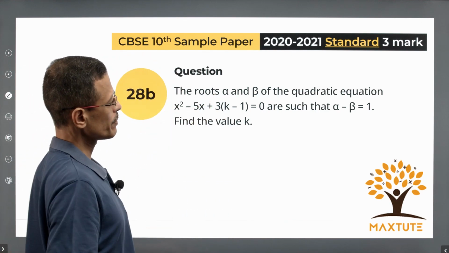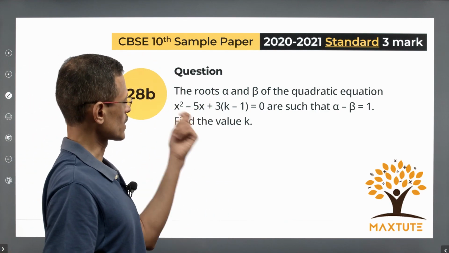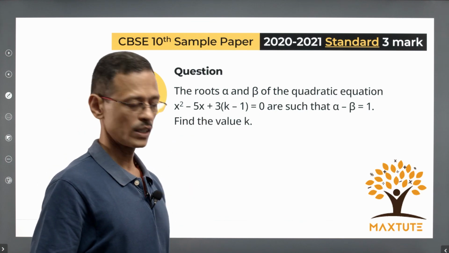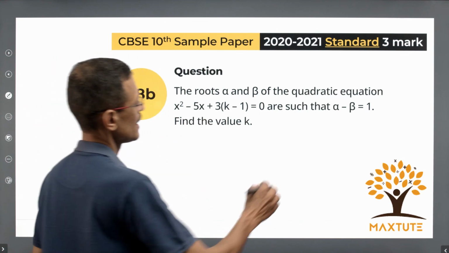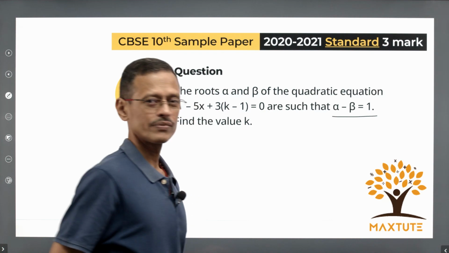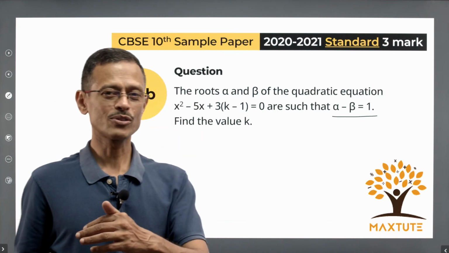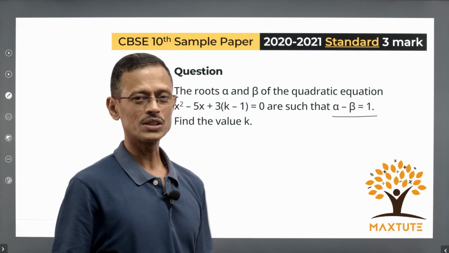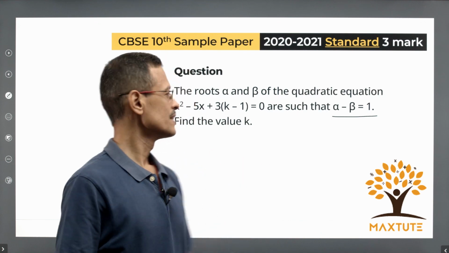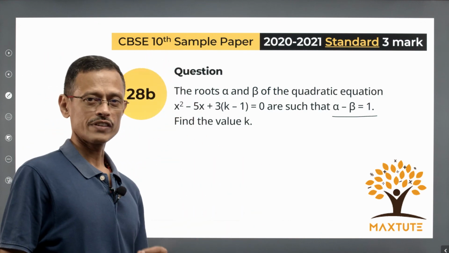The roots alpha and beta of the quadratic equation x square minus 5x plus 3 times (k minus 1) equals 0 are such that alpha minus beta is equal to 1. We have learnt about sum of roots, product of roots. This is talking about difference between the roots. What we need to find out is the value of k.